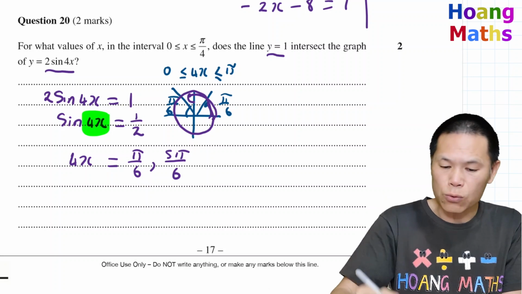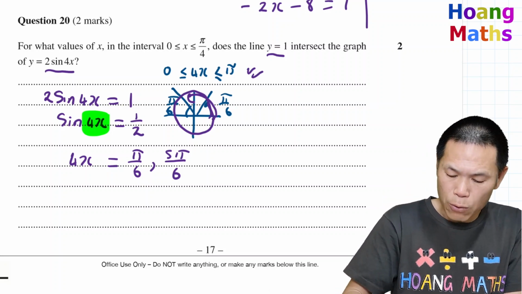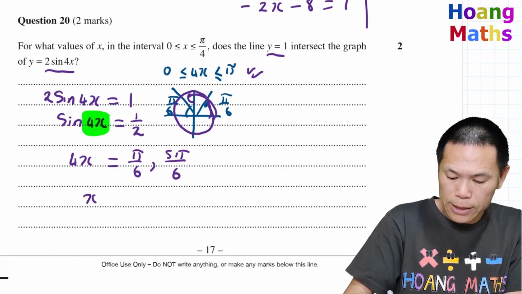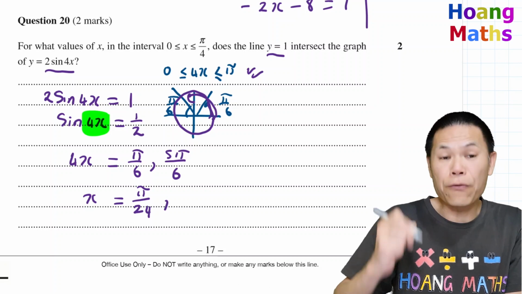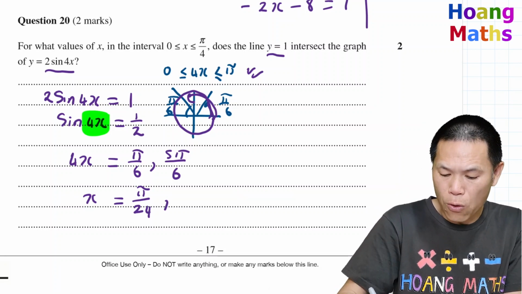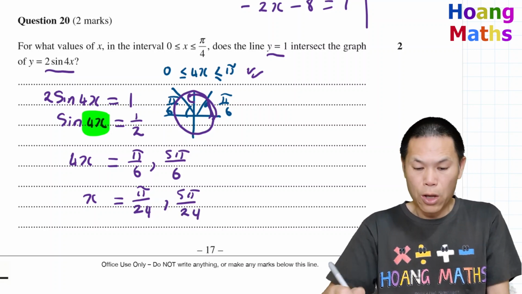So keep that in mind. That's why we need to change the domain, so we know when to stop. So now we're dividing by 4. So x equals pi over 24. And 5 pi over 6 divided by 4 is 5 pi over 24.